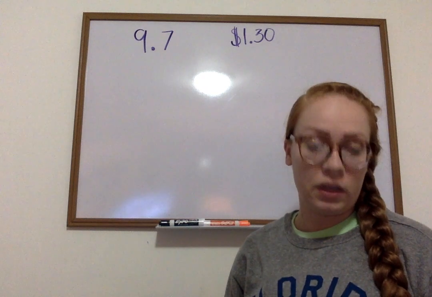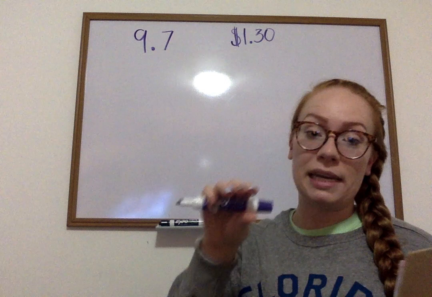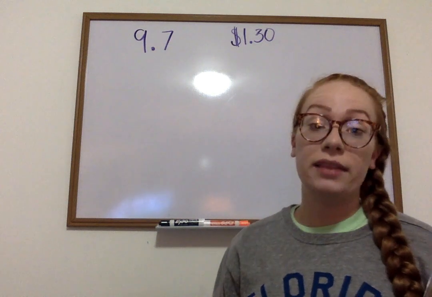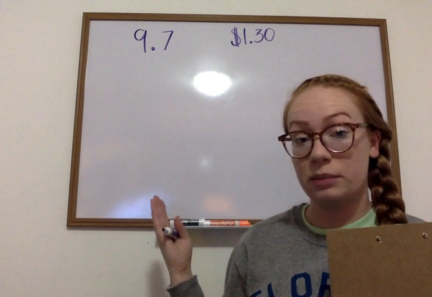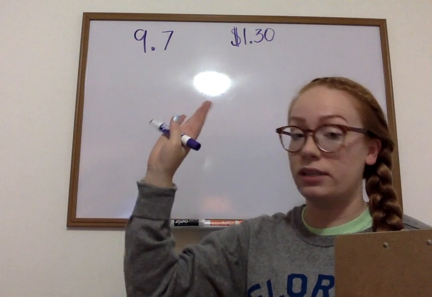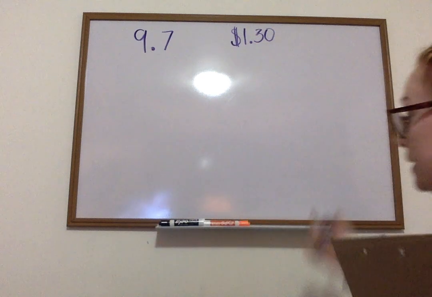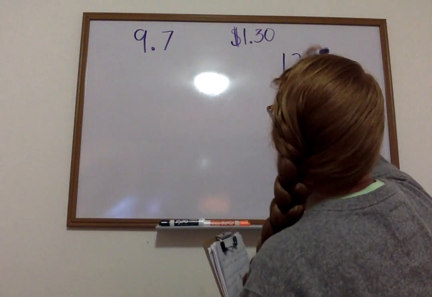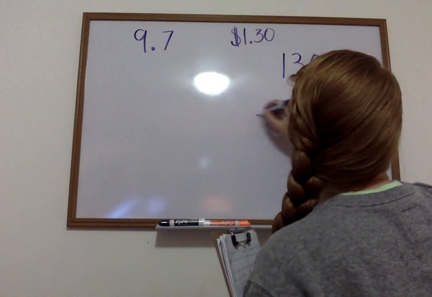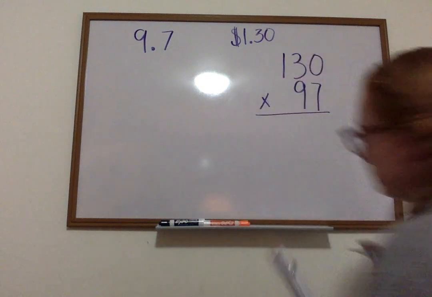Show your work. Partial products are the partial pieces in our multiplication problem that we end up adding up at the end. To find this, first we're going to have to multiply this problem. When we multiply decimals, we throw away the decimals and we stack up the numbers. My biggest number is going to be 130, and my smaller number is going to be 97. I stack them on top of each other.